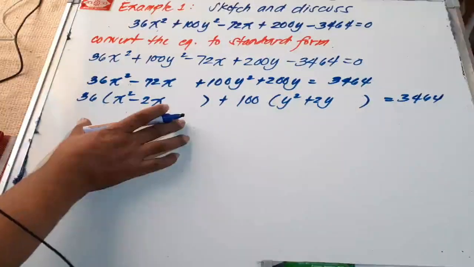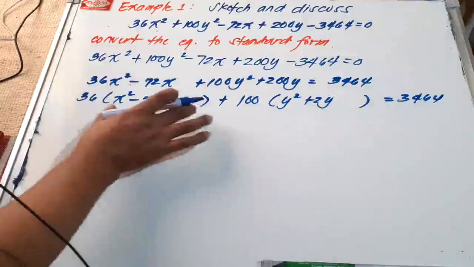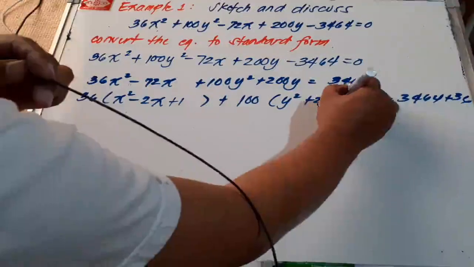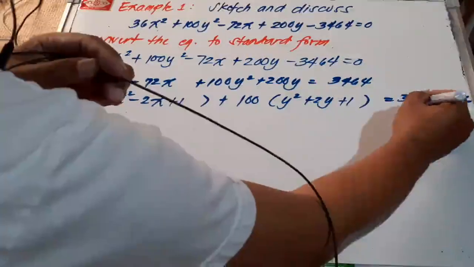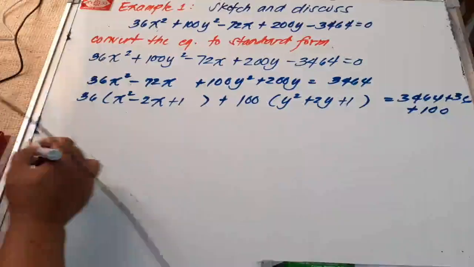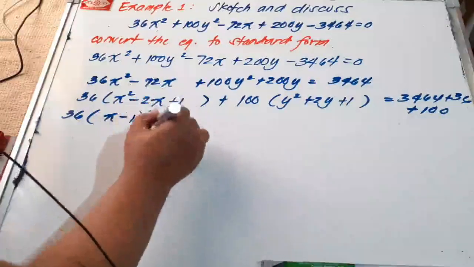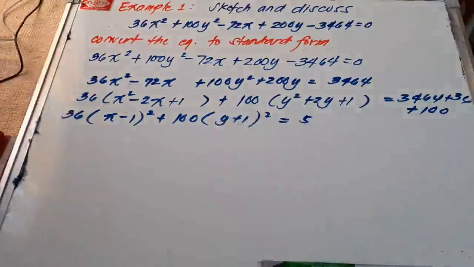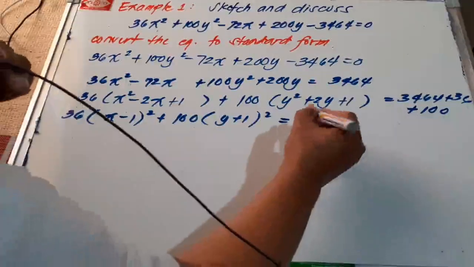Then, completing the square, I'm going to add here 1. But actually, I added 36 times 1 to the left side of the equation, so I'm going to add 36 on the right. And then, completing the square, I'm going to add 1 here. 1 times 100, yun yung na-add ko dito sa left side, so I'm going to add 100 also dito sa right side. So, this is now a perfect square. 36 times the quantity (x minus 1) squared plus 100 times the quantity (y plus 1) squared. So 3,464 plus 36 plus 100 is 3,600.